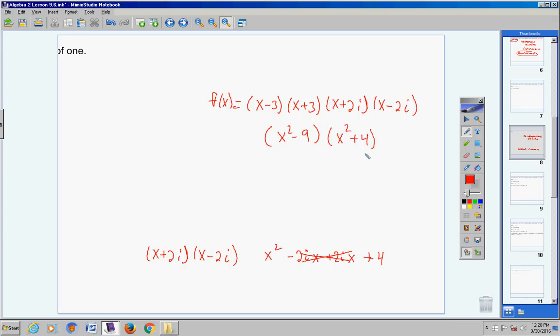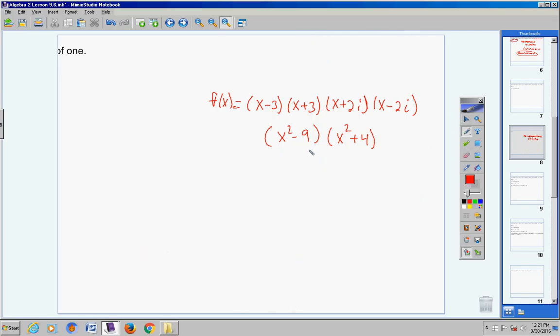Do you see now why you should multiply opposites together? The middle terms always cancel out. For this here, I had x squared minus 3x plus 3x minus 9. These two middle terms canceled out. That's why you should multiply opposites together first. It makes the problem so much easier.